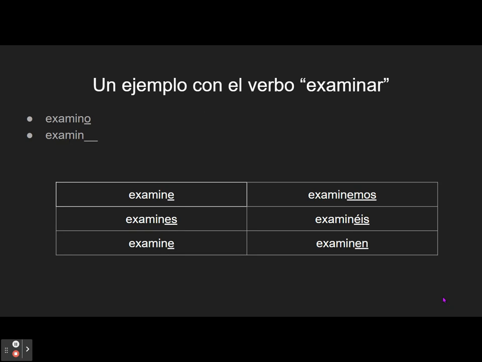So tenemos, por ejemplo, un ejemplo con el verbo examinar. And if you look at the top of página 2, sorry, these printed out a little funny here, so I apologize for that, the headings are not necessarily where I'd love them to be here. So at the top of página 2, van a empezar con examino, van a quitar la O y tener examin. Y en la caja más grande, van a escribir examine, examines, examine, examinemos, examinéis y examinen.